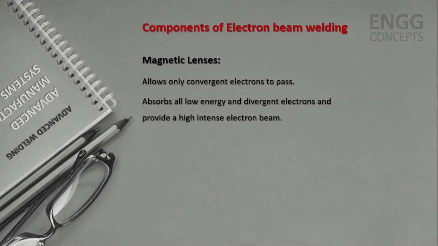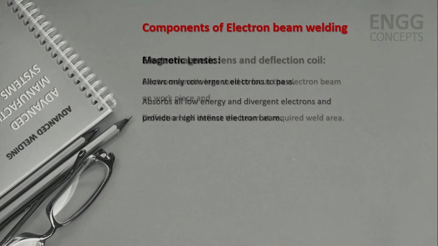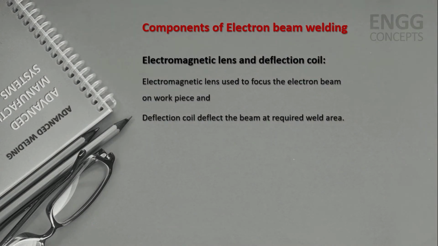And now magnetic lenses. There is a series of magnetic lenses which allows only convergent electrons to pass. They absorb all low energy and divergent electrons and provide a high intensity electron beam. Electromagnetic lens and deflection coil. The electromagnetic lens is used to focus the electron beam on the workpiece, whereas the deflection coil deflects the beam at the required weld area.